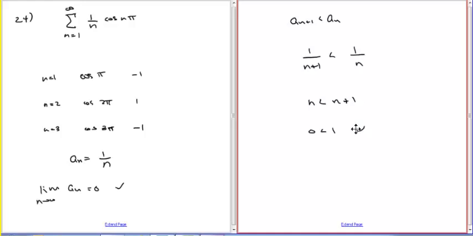So this is true as well. Because these both are true, it is an alternating series. Then we can say that the series converges.